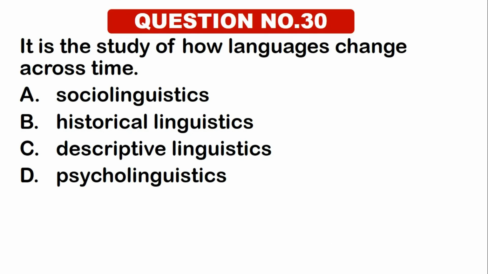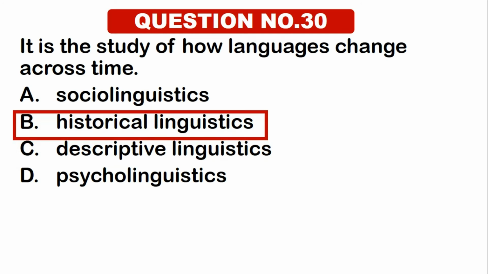Number 30, it is the study of how languages change across time. A. Social linguistics. B. Historical linguistics. C. Descriptive linguistics. D. Psycholinguistics. Across time. So it's historical linguistics. It's the marriage of history and linguistics.